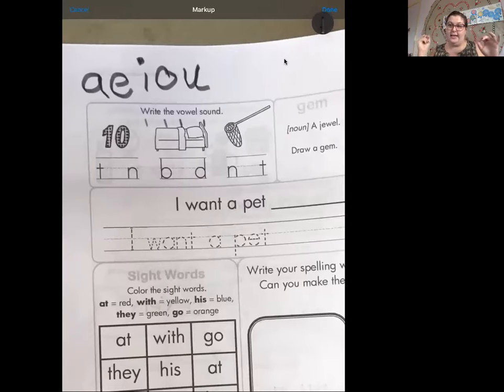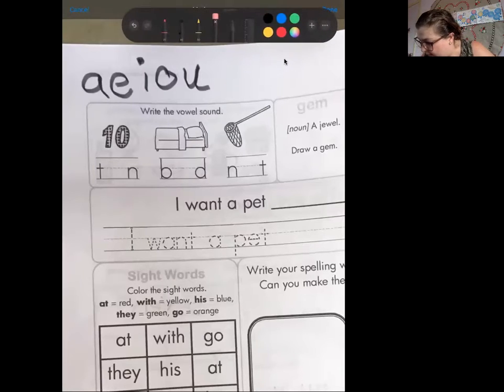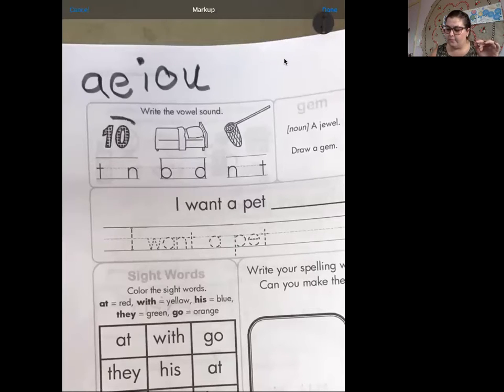So A, E, I, O, U. Tell yourself that. You should remember that from kindergarten. Vowels. So we're going to look at the images, and through the pictures, we're going to be able to tell what is what. So this right here, the number.